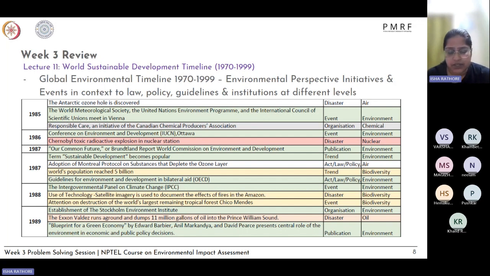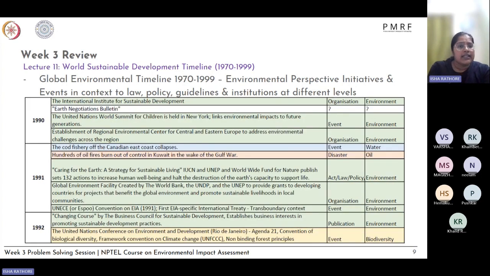We had, in terms of application, this Blueprint for a Green Economy, which presented the central role the environment plays in economic and public policy decision making. So these kind of trends were also coming up and incidents were also happening. Then in 1990, we had the International Institute for Sustainable Development, the organization which was formed. We had the United Nations World Summit for Children, which was held in New York, which linked how environment is going to impact the different future generations.